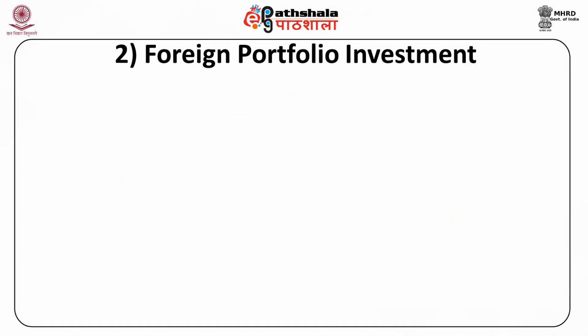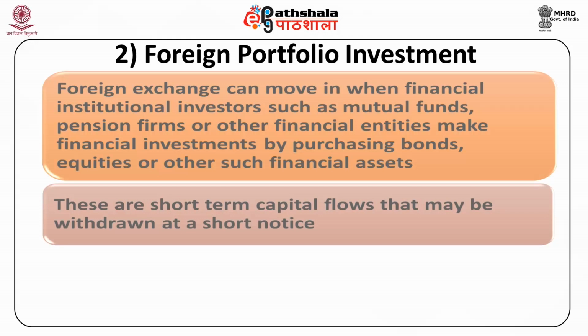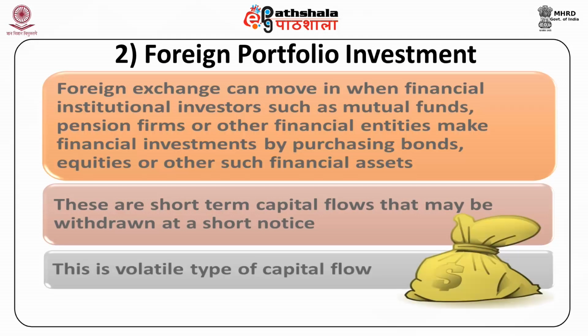Foreign portfolio investment or FPI. Foreign exchange can move in when financial institutional investors such as mutual funds, pension firms, or other financial entities make financial investments by purchasing bonds, equities, or other such financial assets. These are short-term capital flows that may be withdrawn at a short notice. As such, this is a volatile type of capital inflow.